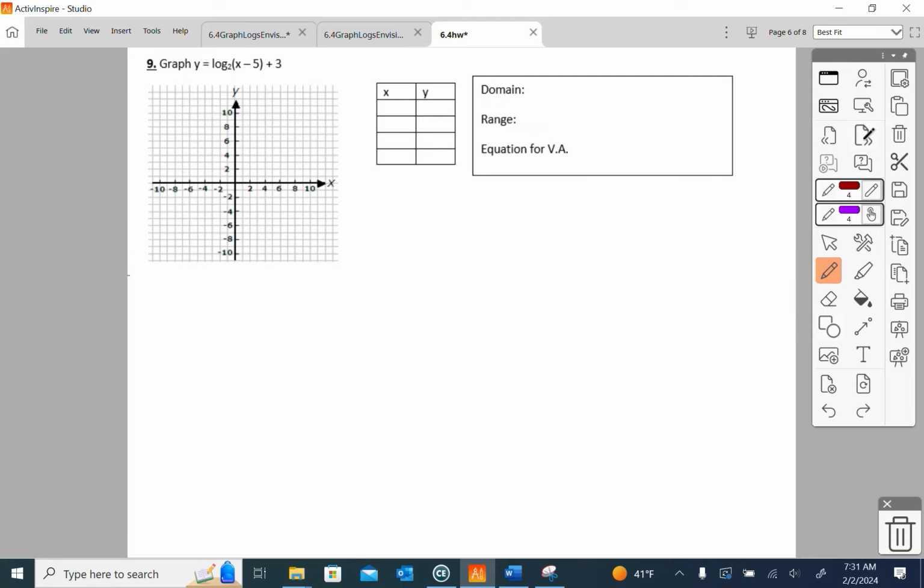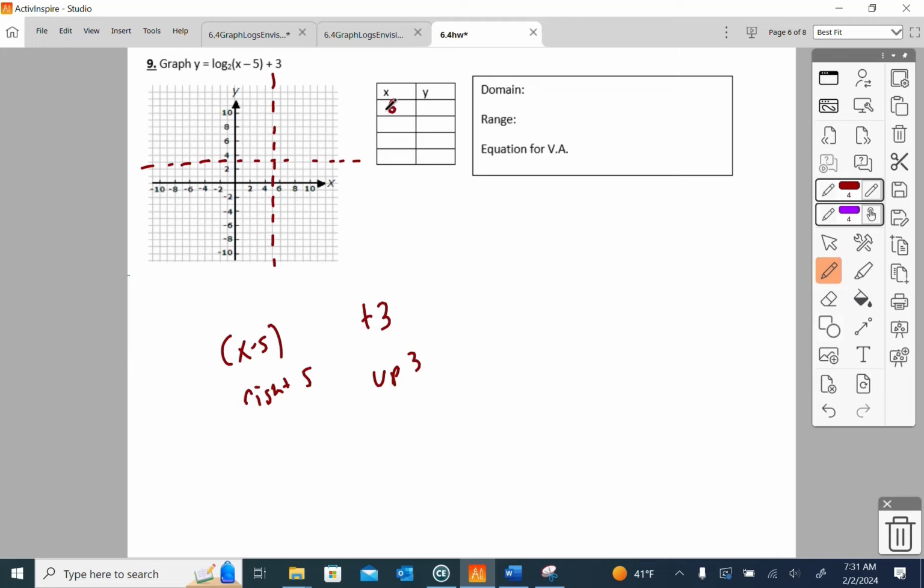9 is a logarithm. Graph y equals log base 2 of x minus 5, plus 3. So from x minus 5, we have a right 5. And the plus 3 means up 3. Right 5. Up 3. And the logarithm is going to be in here. The smallest thing you can actually plug into this is a 6.